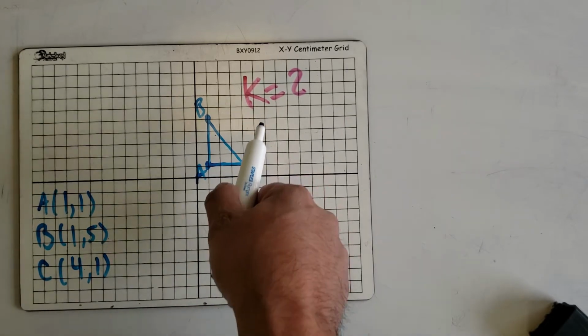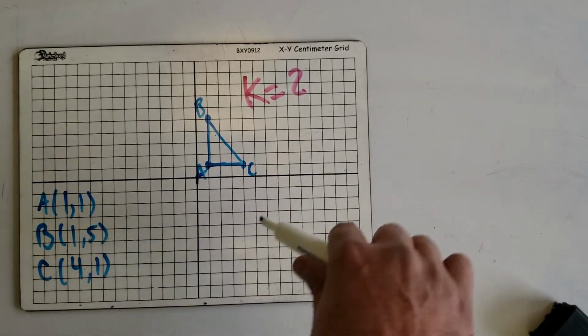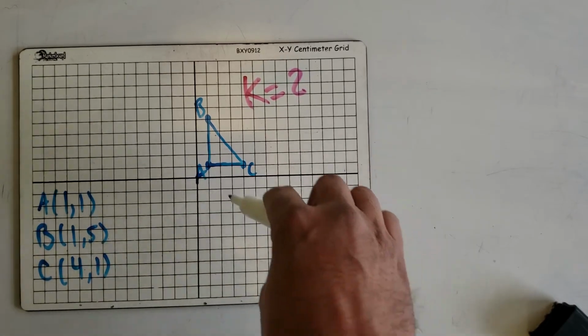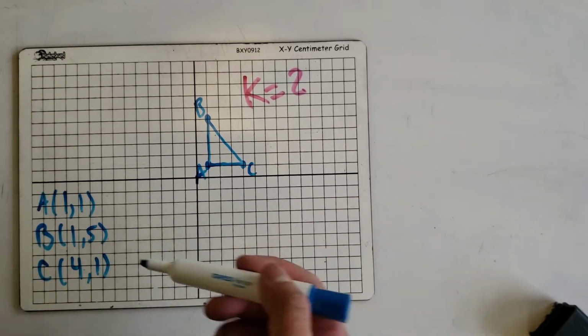Okay, so now we're going to apply that scale factor to these coordinates so I can get a whole new set of coordinates. I need A prime, B prime, and C prime. And then we'll graph that one. So let's go ahead and apply it.